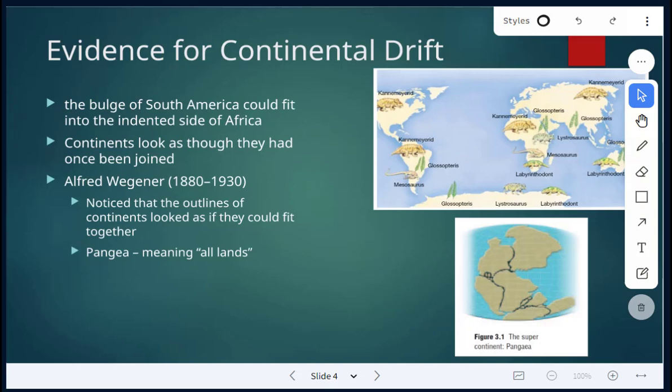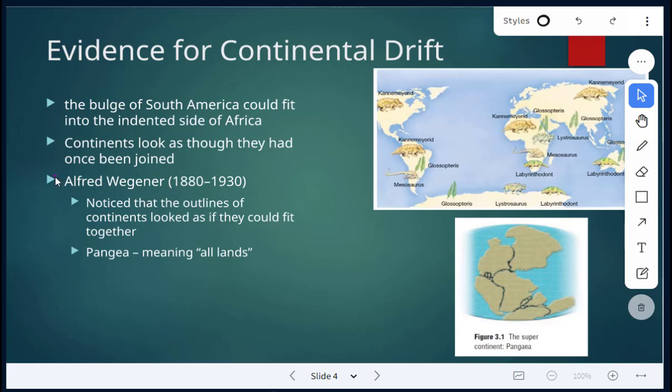Okay, so those videos kind of spoke a little bit about how there is plate tectonics and they're moving. So what is the evidence for continental drift? So firstly, if you look at this map here, we have this bulge of South America, and it looks like it can fit into this indented side of Africa. So continents looked as though they had once been joined.